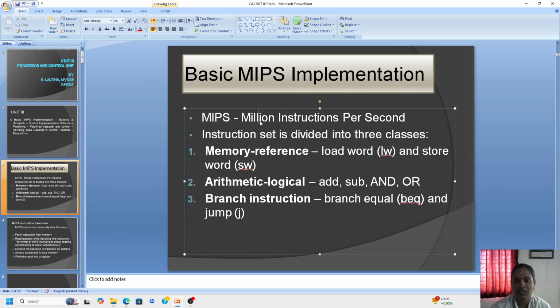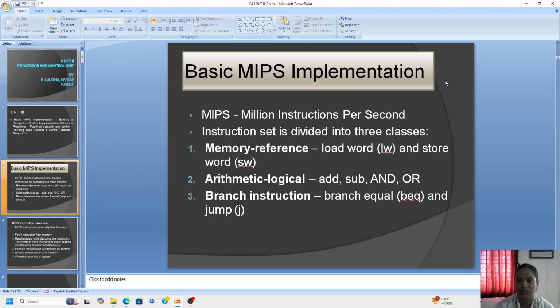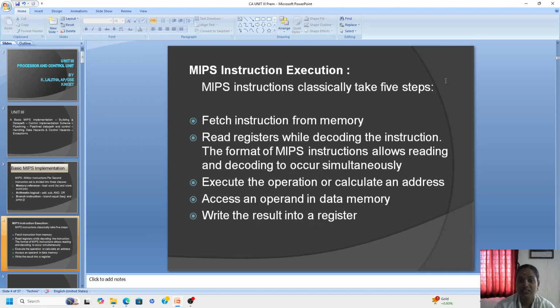The instruction set is divided into three classes: memory reference, arithmetic and logical, and branch instructions. So these instructions are going to be executed with the help of MIPS architecture. In MIPS instruction execution, it first fetches the instruction from the memory. After that, it reads the register while decoding the instruction. The format of MIPS instruction allows the reading as well as decoding to occur simultaneously.